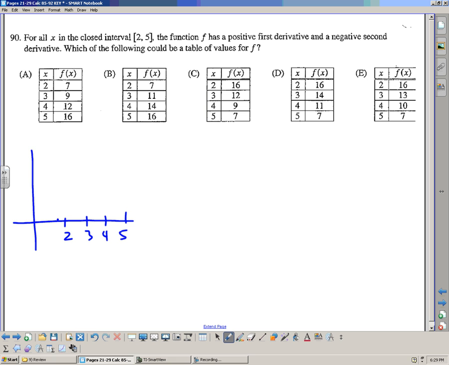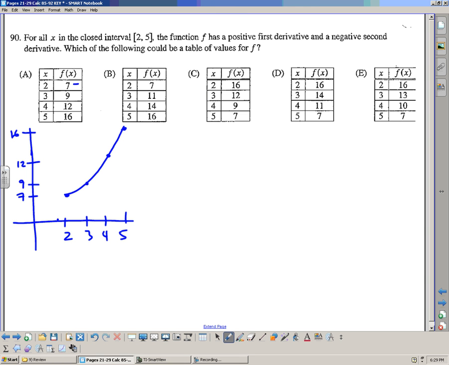Now say if you put 7 here, okay, there's 2, 7. If you put 9 here, 3, 9. 4 goes up to 12, so there's got to be a little more space. So something like this. And 5 is 16, there's got to be a little more space still. So 16 looks something like this. So if you were to try to draw this graph, it looks as though it's increasing. This is one such graph that could go through those points. It looks like it's increasing, which would make a positive first derivative, but it certainly looks like it's concave up, which would make a positive second derivative.